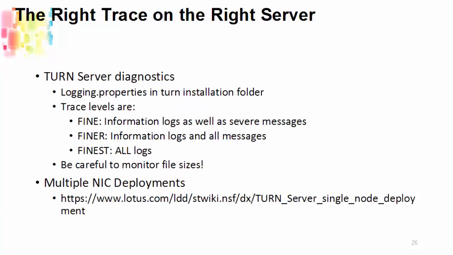On the TURN server, the logging.properties file in the TURN installation folder is where you will set the tracing levels. Tracing levels are fine, finer, and finest, and usually we'll tell you which we need if we actually need to troubleshoot the TURN server. Be very careful to monitor your file sizes and your disk allocation there, because there is no real rollover for those files at this point.